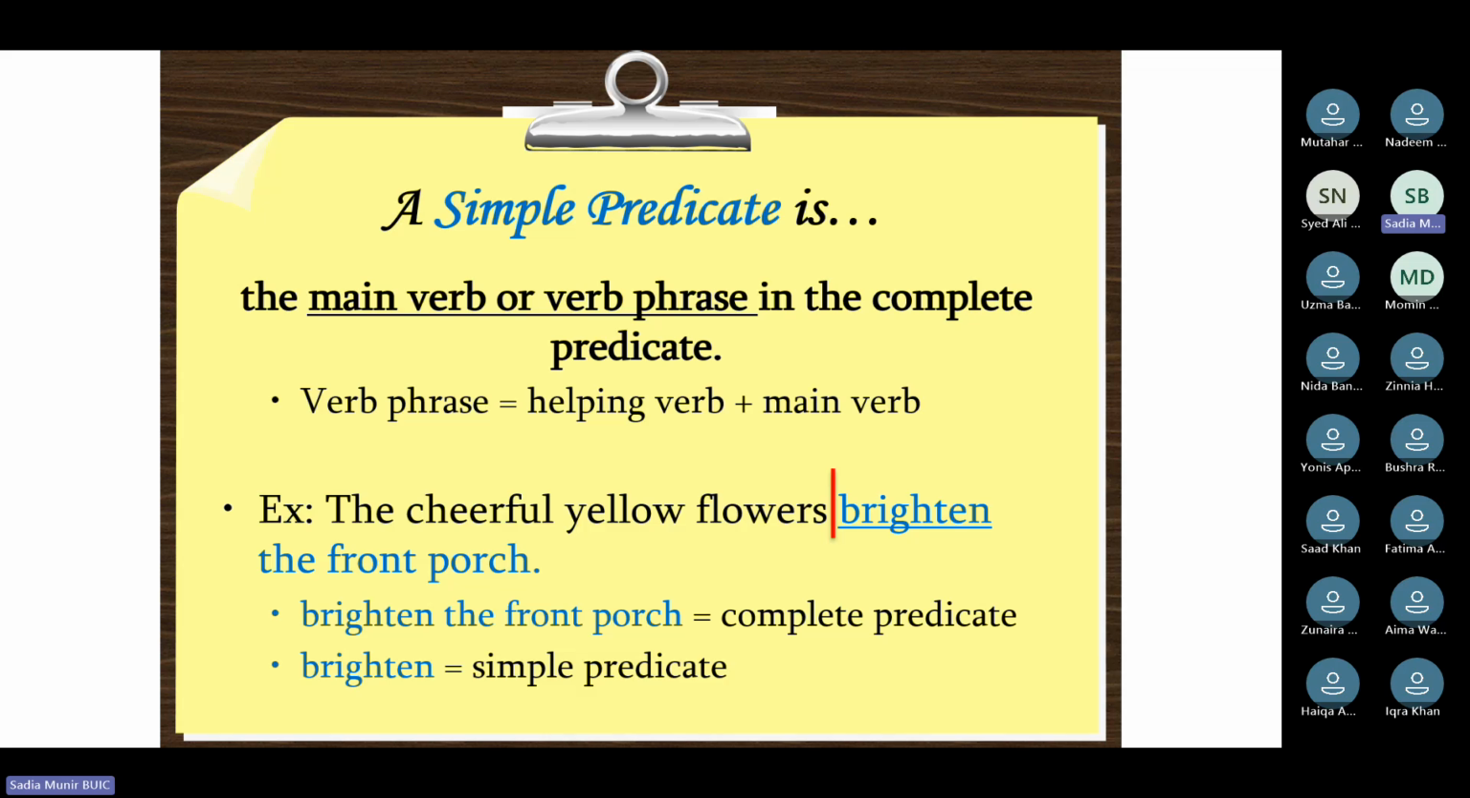जैसे अभी will ask में will हमारे पास helping verb था. Ask was the main verb. So, the cheerful yellow flowers brighten the front porch. Brighten the front porch is the complete predicate. Brighten itself is the simple predicate. Do you understand this? This is very easy. It's not that difficult. समझ आना चाहिए.